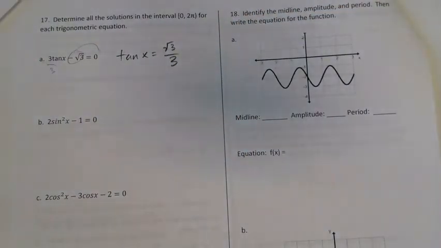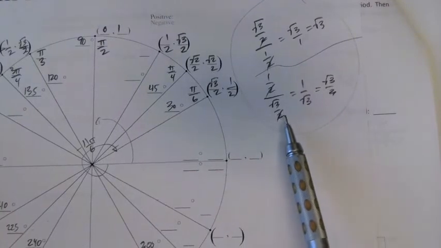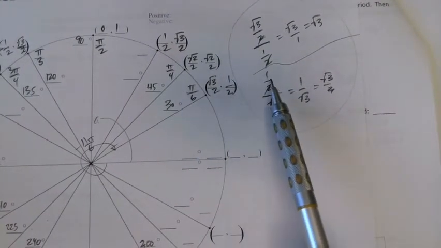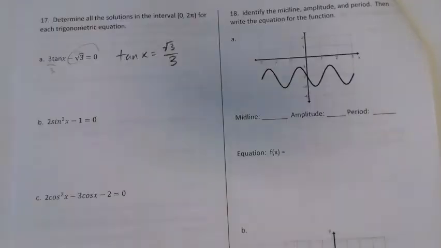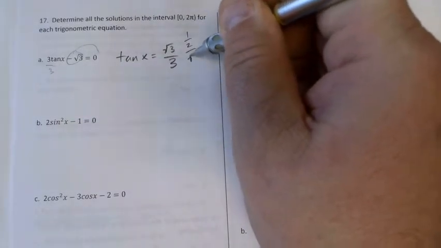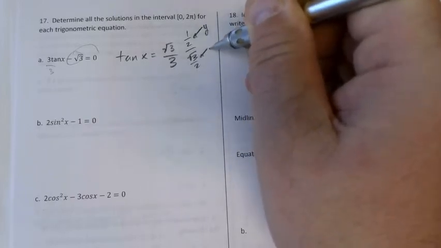Now, I go back to what we did on page 2. And if I have 1/2 over the square root of 3 over 2, in terms of the x's and y's, that will give me 1 over the square root of 3, which rationalizes to be square root of 3 over 3. So I'm looking for where I have 1/2 over square root of 3 over 2, and that's the y value, and that's the x value.